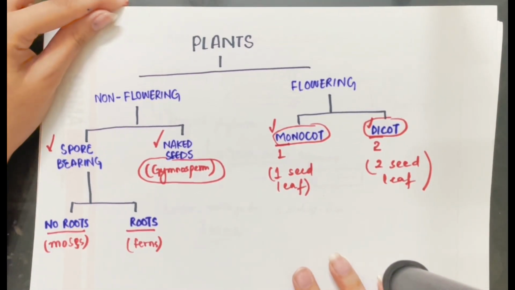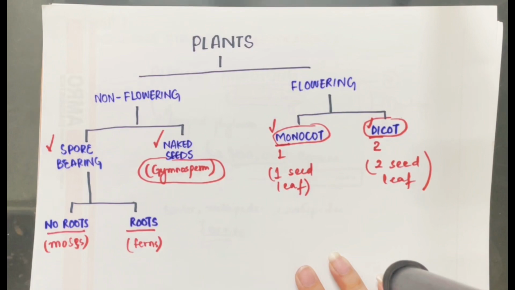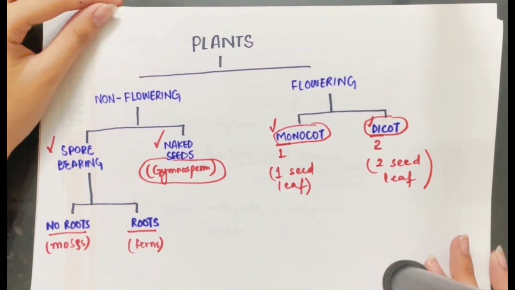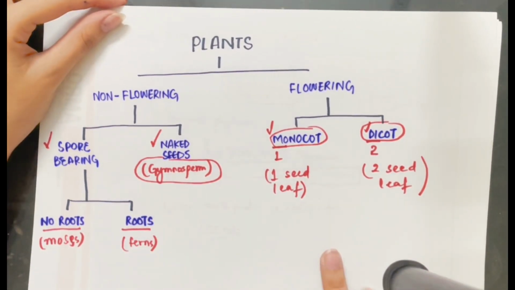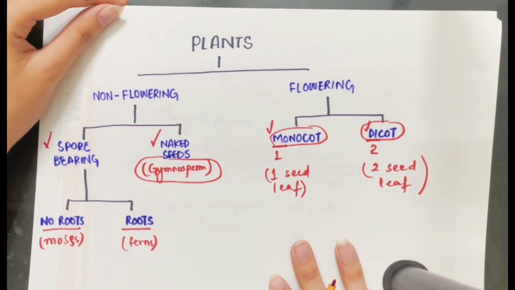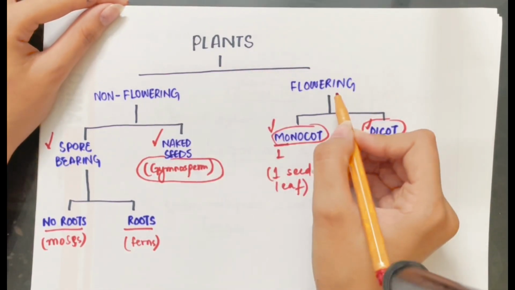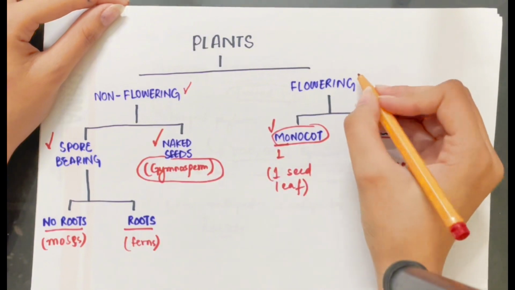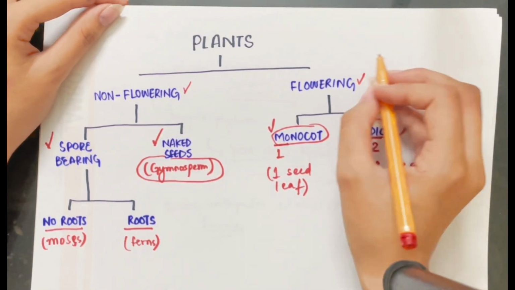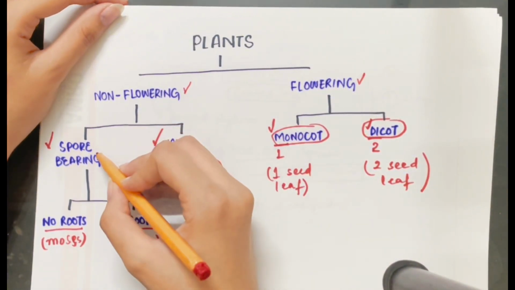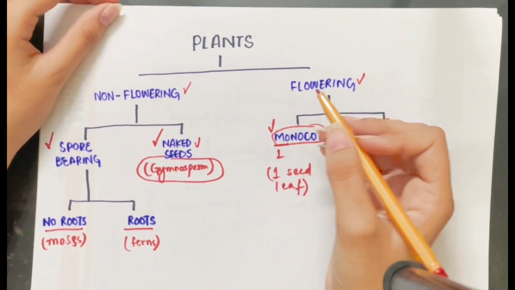Next, we are asked about the plants in your IGCSE biology syllabus, O-levels. For plants, we need to learn this. I've made this easier for you by making a chart that says the plant can be divided into two categories, that means either a flowering plant or a non-flowering plant. In non-flowering plants, either we have spore-bearing plants or plants with seeds, that are naked seeds.